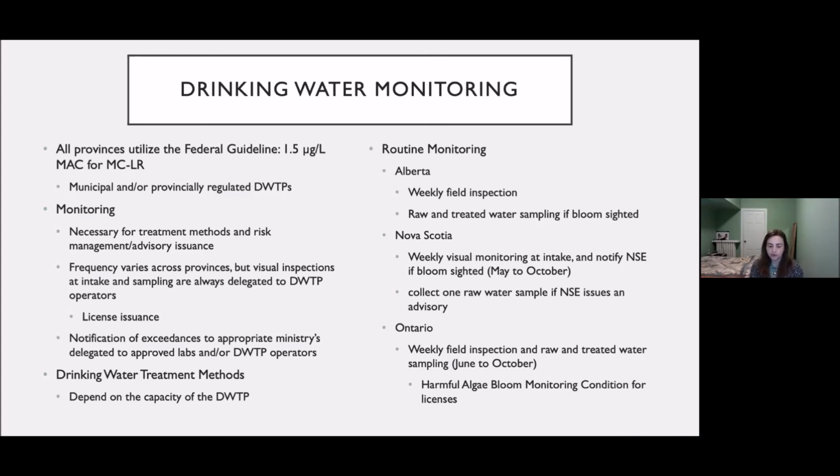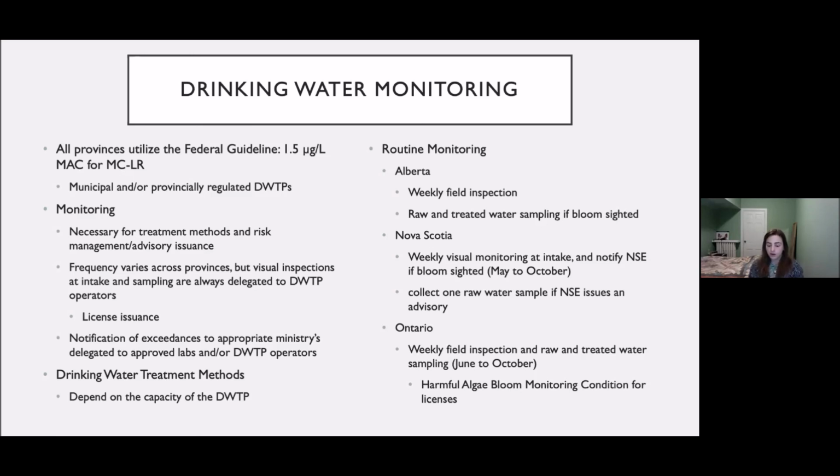results of those samples. Nova Scotia requires weekly visual monitoring at the intake, and if a bloom is observed, the operator is required to notify Nova Scotia Environment. And if Nova Scotia Environment issues an advisory, that's when a water sample is collected, and they will either maintain or remove the advisory depending on what the results of the tests are.